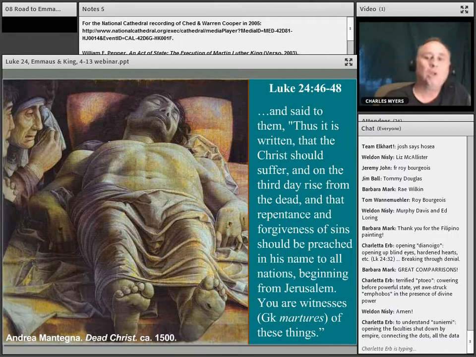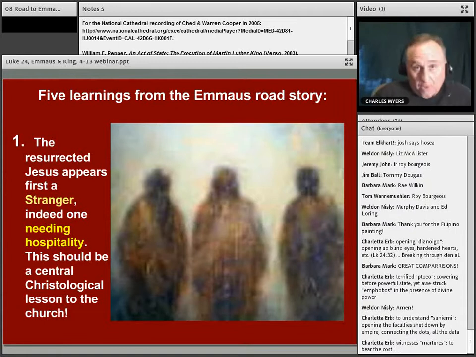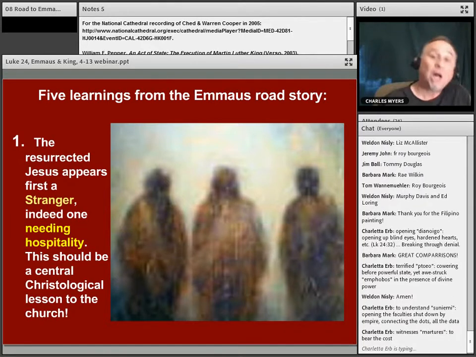So, what have we learned here from this not-so-casual stroll along the Emmaus Road? I want to point to five learnings. First of all, the resurrected Jesus appears first as a stranger, indeed a stranger in need of hospitality. Let this be a Christological lesson to our churches. First and foremost, Christ appears unrecognized.